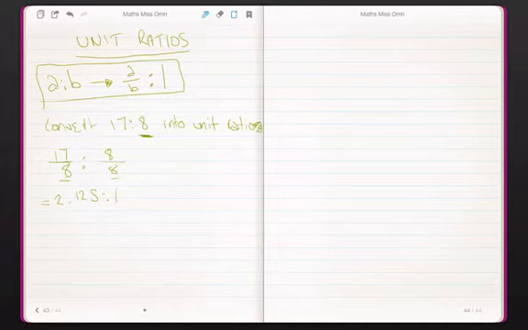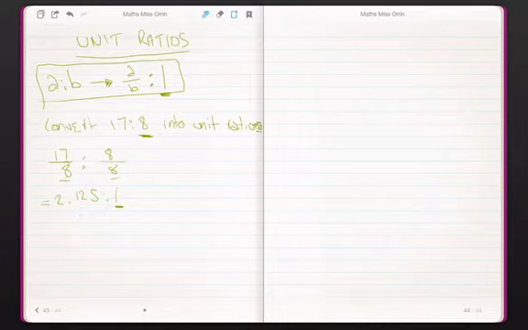So see what we've done? We've turned the last number into 1. That's what you want to do, and this is now a unit ratio. So 2.125:1 is equivalent to 17:8. It's just that this time we have decimals. Normally we've been saying we don't want decimals. This time we're asking you to actually change it into decimals so that we end up with a 1.